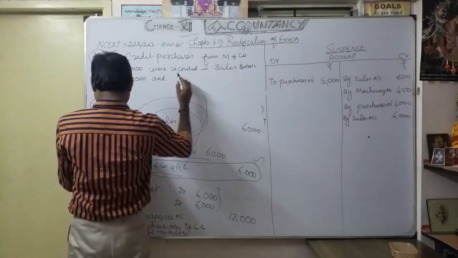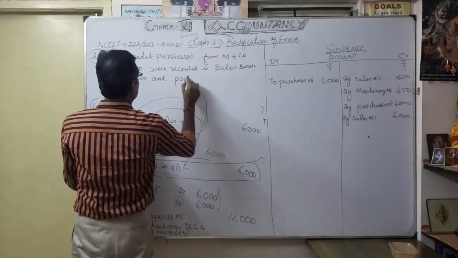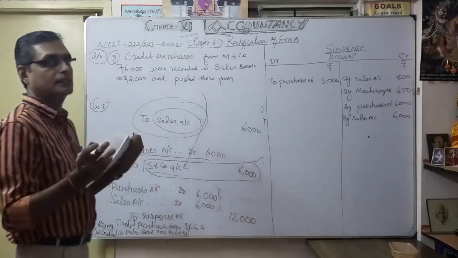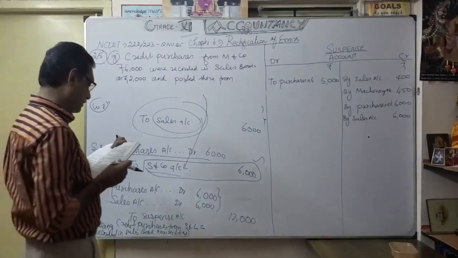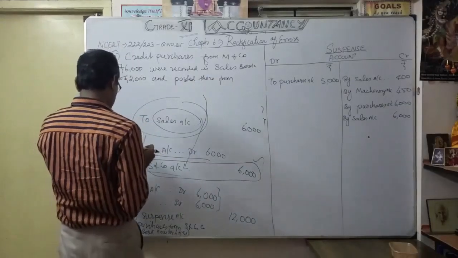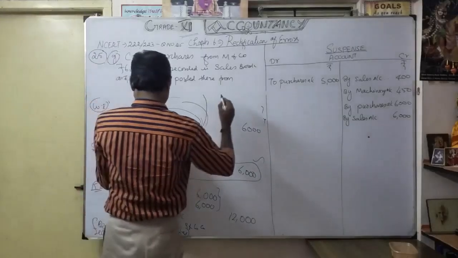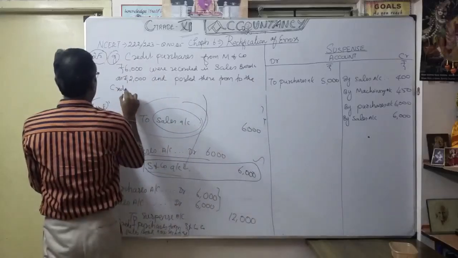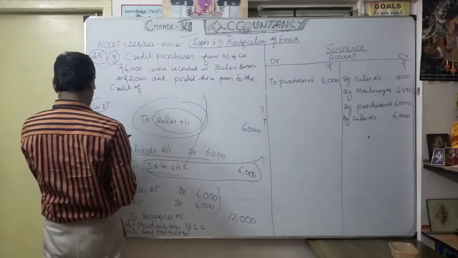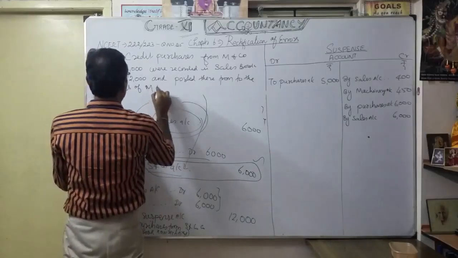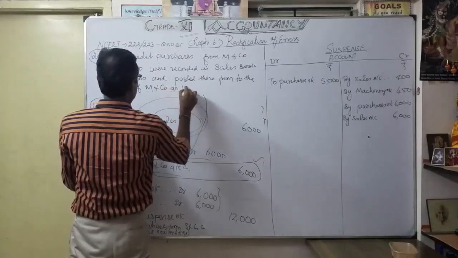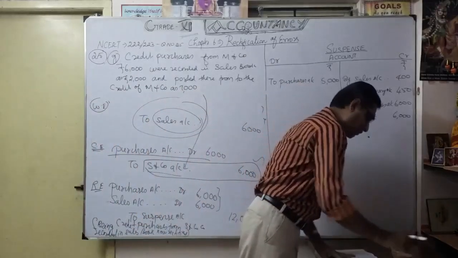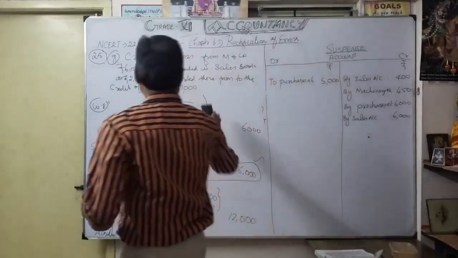And posted there to the credit of M and Co only 1,000, M and Co as 1,000. So this is what happened. You understood this transaction. Now let's see how the entry is going to be given.